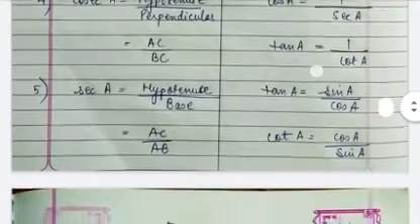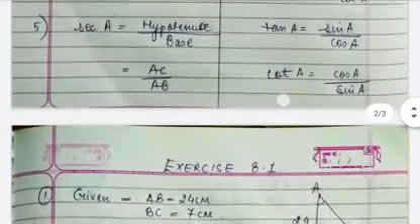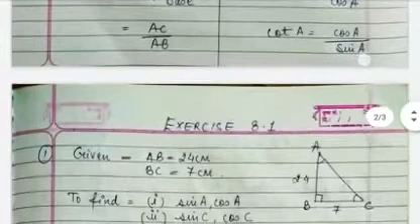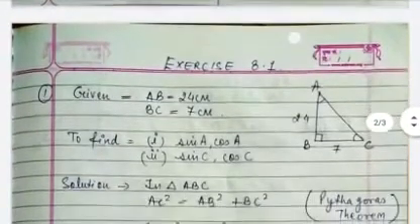Similarly, tan A is equal to 1 upon cot A, tan A is equal to sin A upon cos A, and cot A is equal to cos A upon sin A. These are the relations which we are using in the given questions.